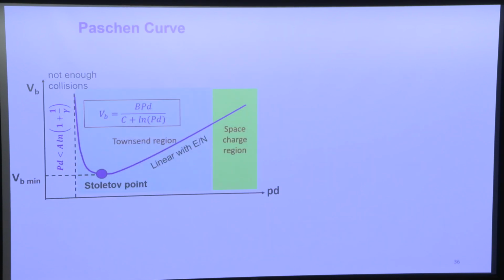This is the very famous Paschen curve. The Paschen curve determines the breakdown voltage as a function of pressure and distance, right? So if you're looking here, you can change the pressure. If you reduce the pressure, then you go in this direction. That means the breakdown voltage is going to decrease. Why? Because if you reduce the pressure, the mean free path increases. The electrons gain more energy and it's easier to break down, right?